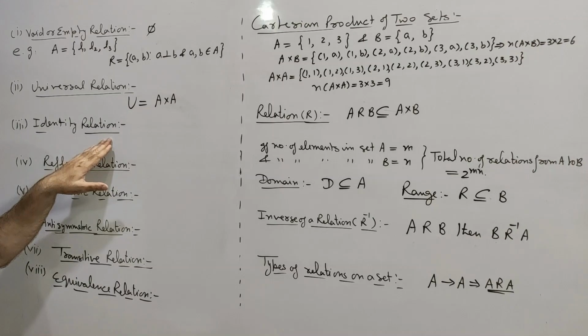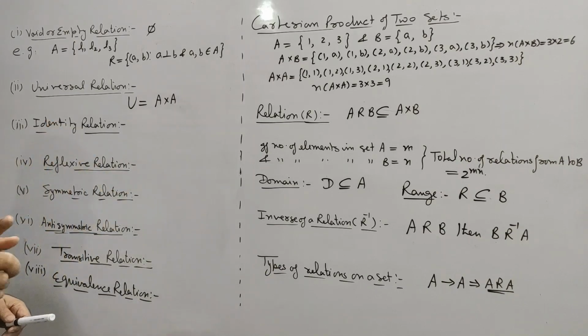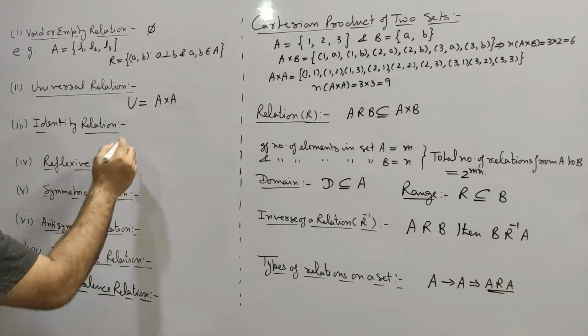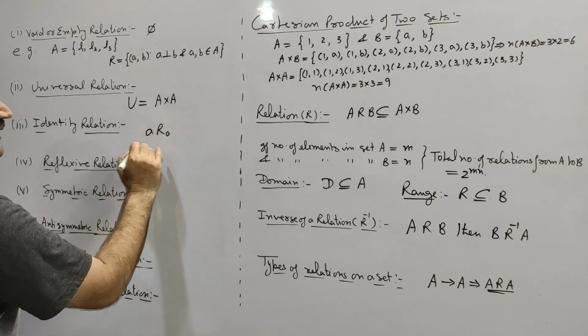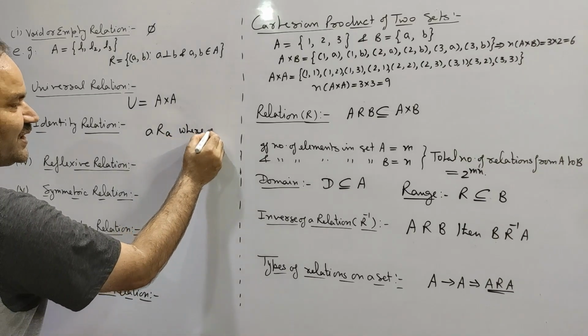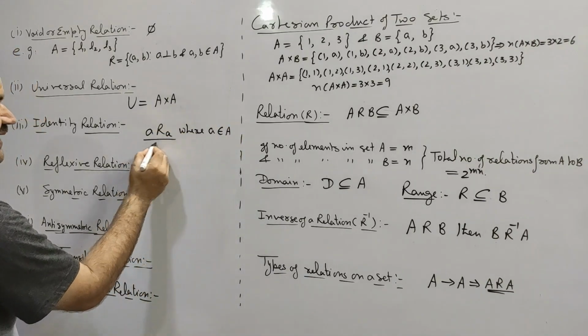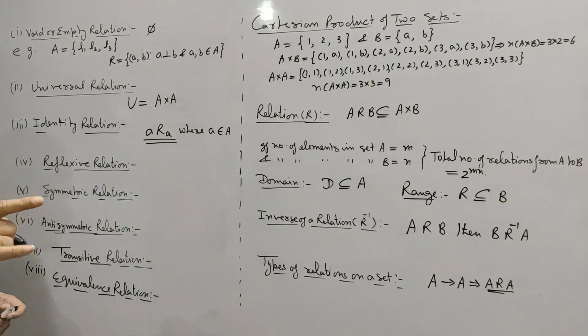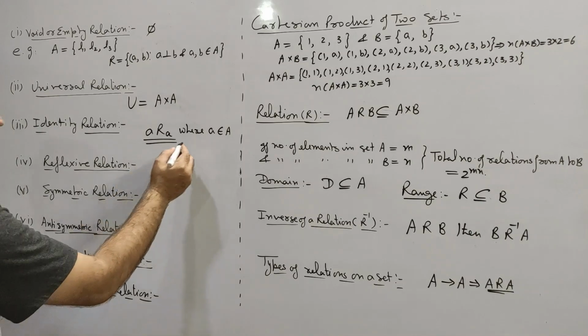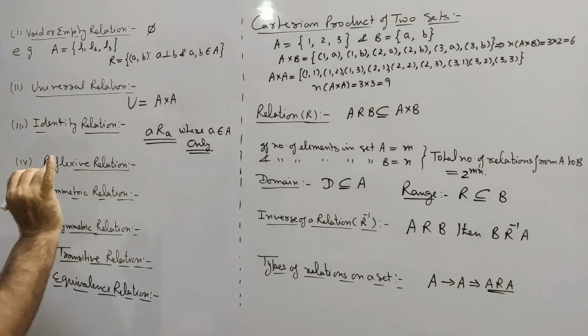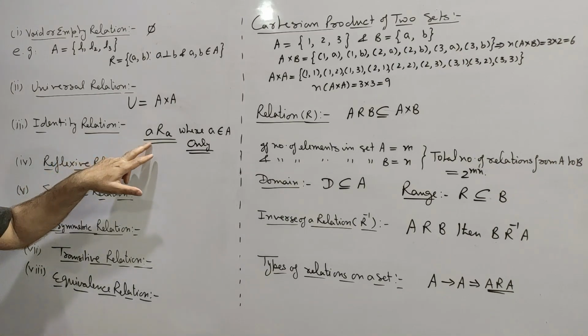Now the identity relation. A relation is said to be an identity relation if in the relation every element of the set is related to itself only. It means if aRa, where a belongs to A, and only aRa, that is, only an element related to itself exists in the relation, then the relation is said to be an identity relation. And here the word only is important. It means in this relation only the elements will be related to themselves.